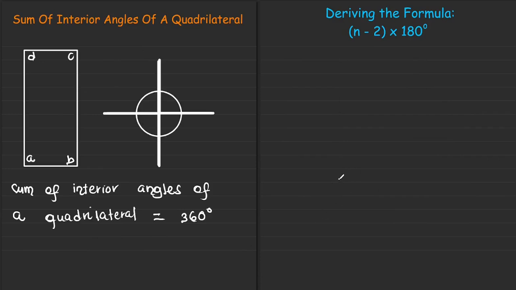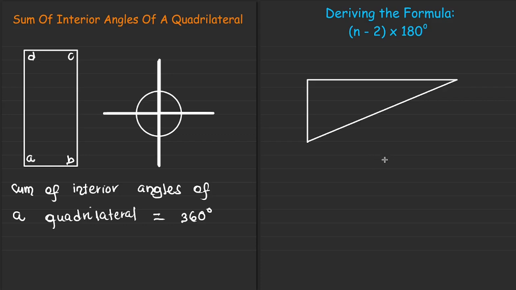The formula we use to determine the sum of interior angles of a polygon is given by (n minus 2) times 180. How do we get this formula? Let's derive it. First of all, we know very well with these proofs how we derive the sum of interior angles of a triangle and that of a quadrilateral. Now let's focus on the triangle. This is the triangle. It is just one triangle. And we know the sum of interior angles of it is what?